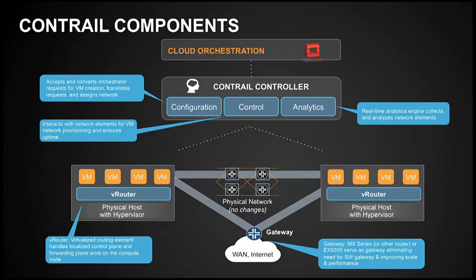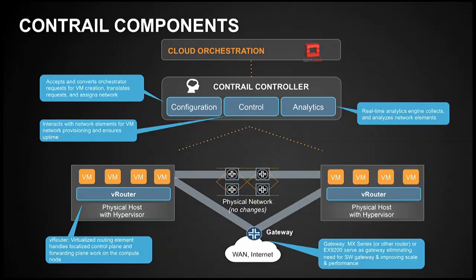So this is just an architecture diagram of the components in Contrail. I already mentioned some of this. At the compute level, these two are my compute nodes, so I can have multiple virtual machines running on top of that. That's my workload that I need to protect. And I have a vRouter running at the hypervisor level.